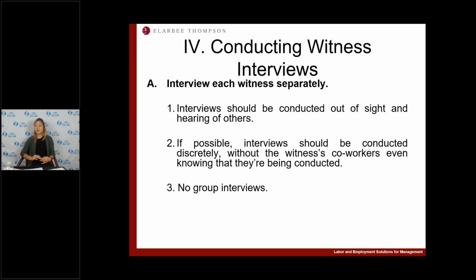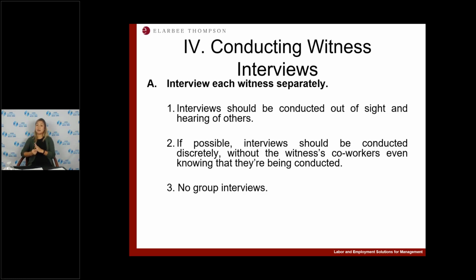All right, so going into the actual witness interviews. Number 1 rule, interview everyone separately. There are no group interviews, and there's no waiting with everyone gathered in a waiting room while you bring in one person at a time. Everything should be conducted out of sight and out of hearing, and broken up as discreetly as possible.